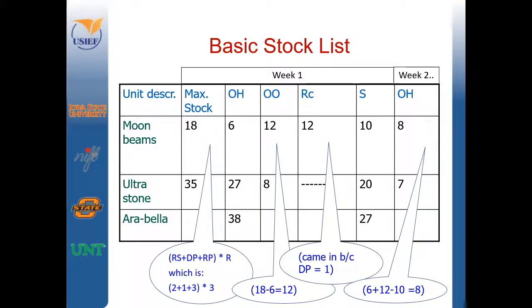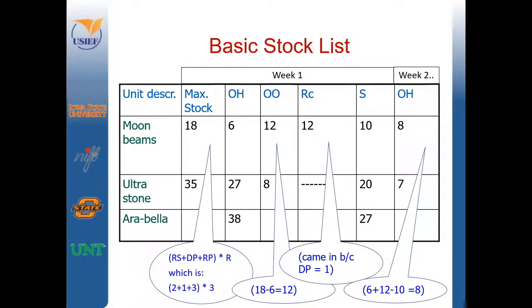You'll see on this screen we have some notes on how these figures were calculated. For instance, under the vendor Moonbeams, the maximum stock of 18 was calculated by taking the reserve stock plus the delivery period plus the reorder period, 2 plus 1 plus 3, and then multiplying it by the rate of sale, which was 3, to get a total of 18. These numbers were available for you in a worksheet that can be downloaded.